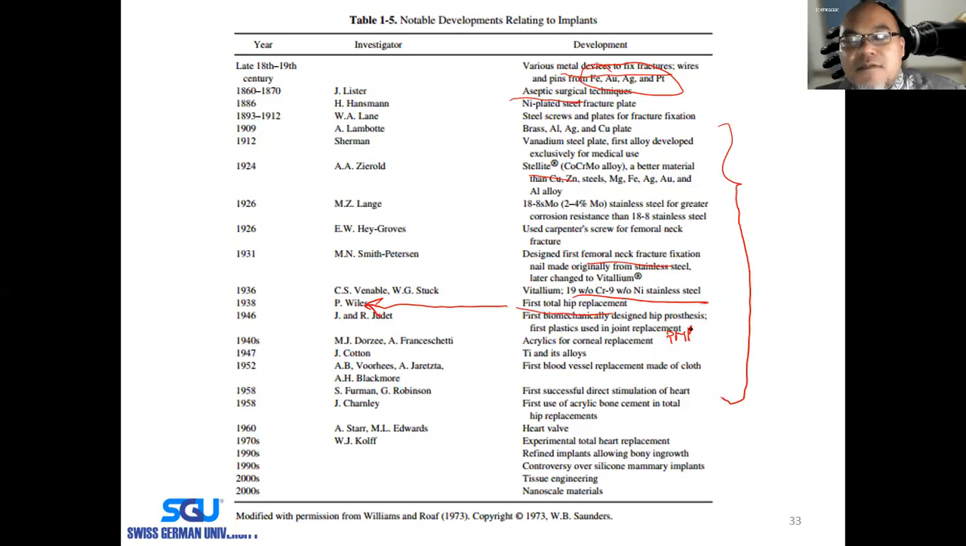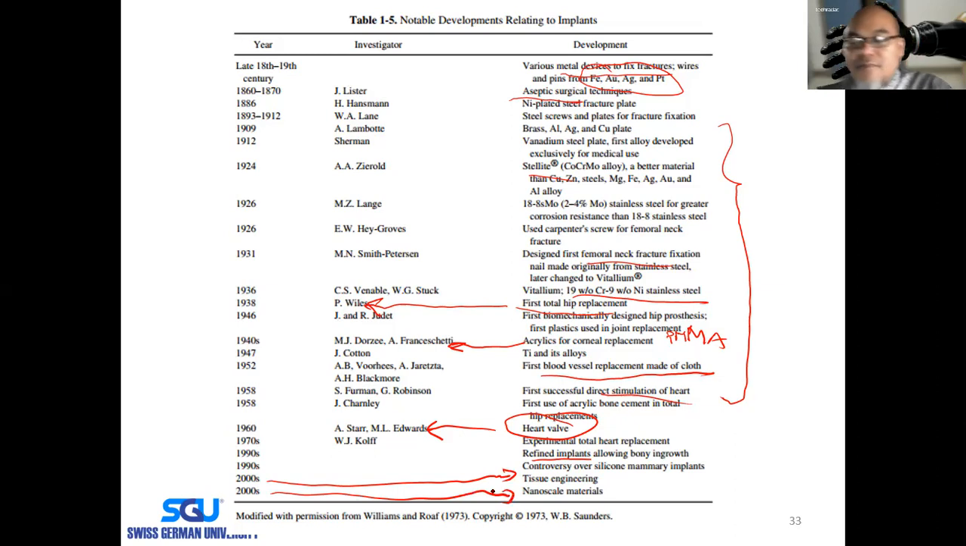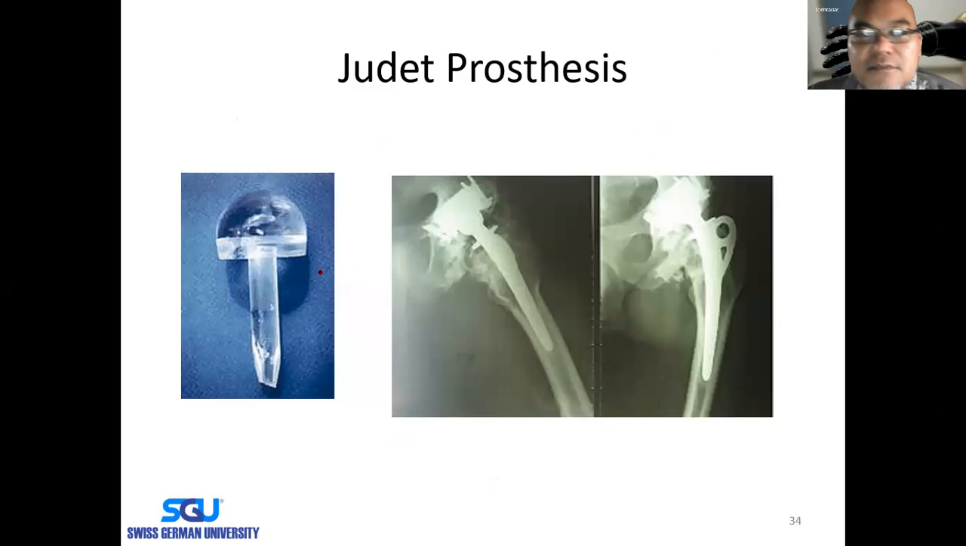polymethyl methacrylate, I forgot the extension, for corneal replacement in 1940. The use of titanium and its alloy, blood vessel replacement made of cloth, direct stimulation of the heart valve by Starr and Edwards, 1960. Total heart replacement, 1970. Refined implants. Then the beginning of the 21st century witnessed the development of tissue engineering and nanoscale material. So this is the Judet prosthesis made from, I think, polymer, to connect between the hip and the femur.